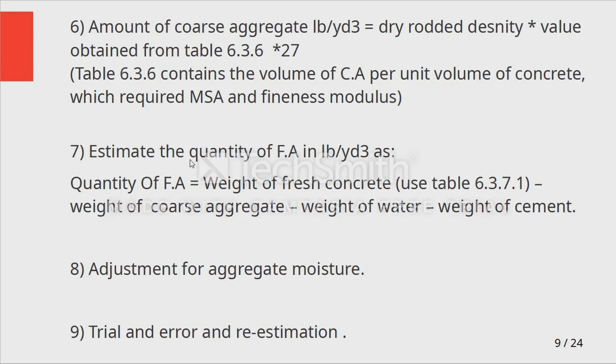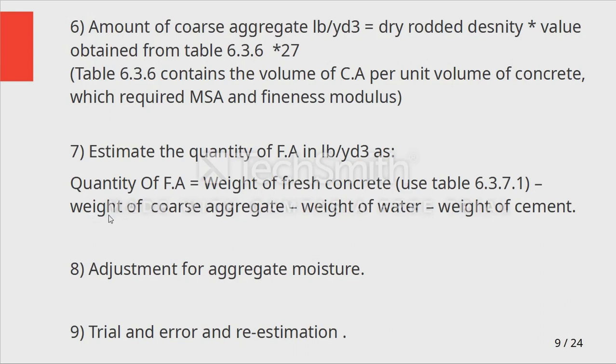And then you should estimate the amount of fine aggregate. The amount of fine aggregate could be in terms of weight, or it could be in terms of volume. So let's say we are estimating in terms of weight. You need to know the weight of fresh concrete, for which you should use Table 6.3.7.1. You can also estimate it like this: the specific weight of concrete is 149. So if you multiply 149 with 27, you will get the weight of fresh concrete in pounds per cubic yard.